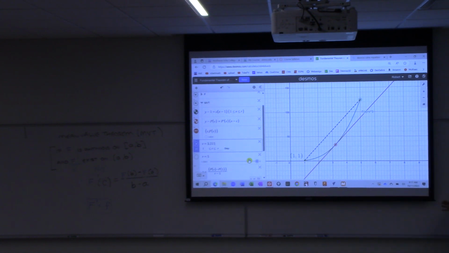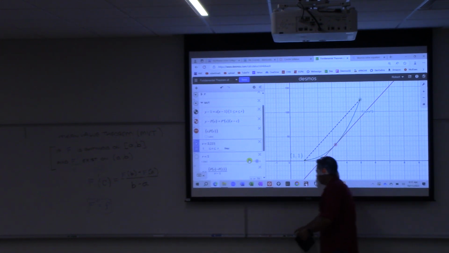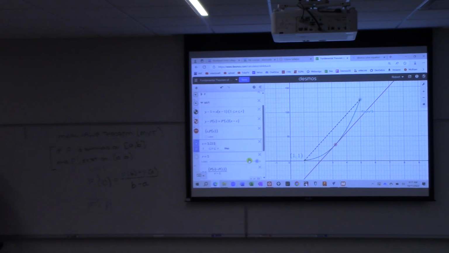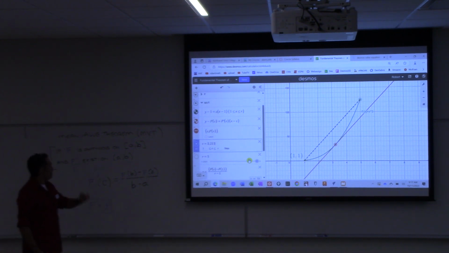I'm like in uncharted waters here, okay? So I'm just trying to figure out the path I want to go through this. I need more board space. Let me do this. I'm going to put this over here. What we have is that f of c must equal capital F of b minus capital F of a over b minus a. And just remember, this is for some c. We don't know what it is yet, but for some c. Okay, so there's some c in there where those things will be tangent.